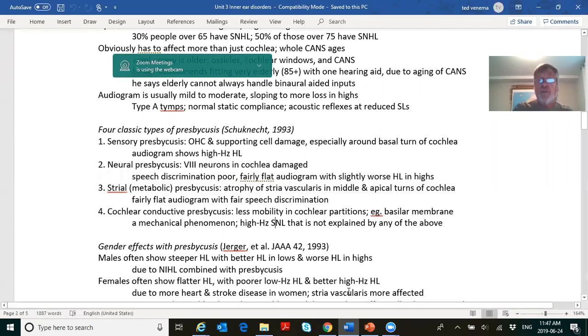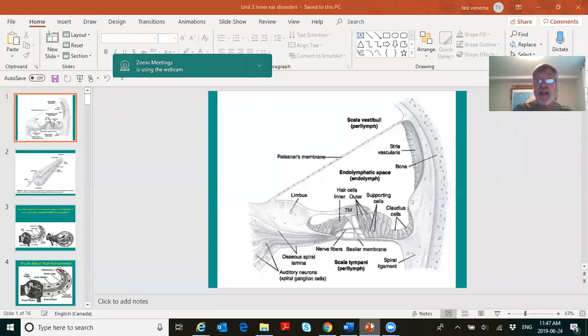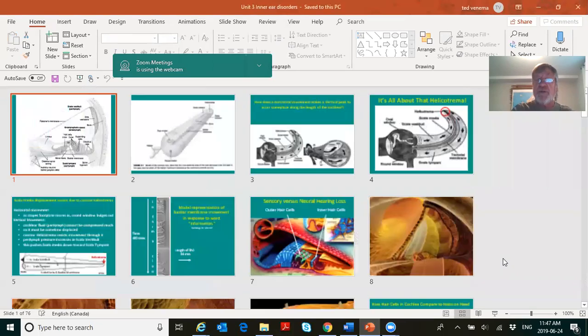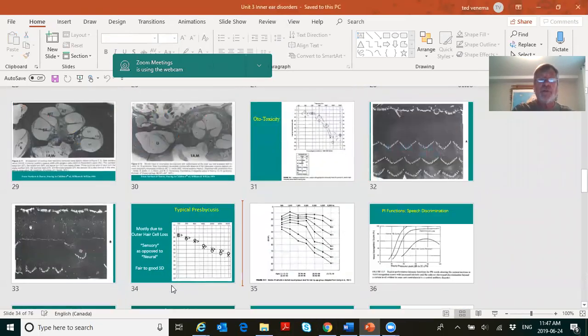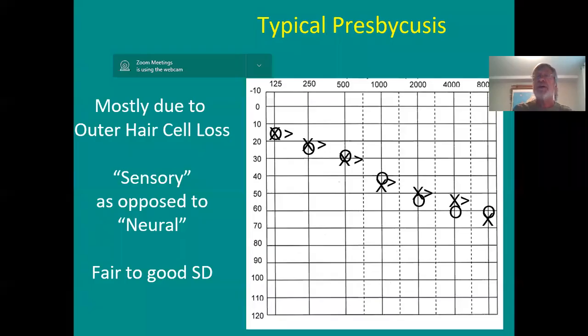So not all presbycusis is exactly like this little picture is showing you. This is just showing you a generic, typical sensory presbycusis. Neural might be a little bit flatter. It usually is a little bit worse anyway. You think about someone who has 80 decibel hearing loss. Pretend these X's and O's are all around 80.